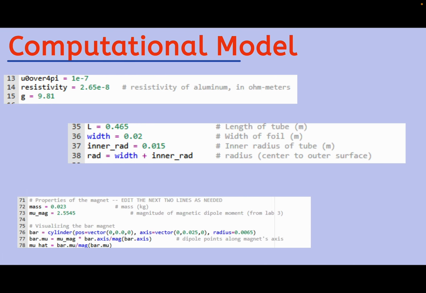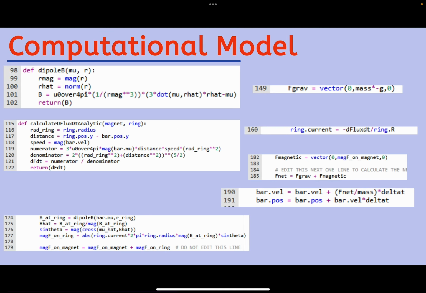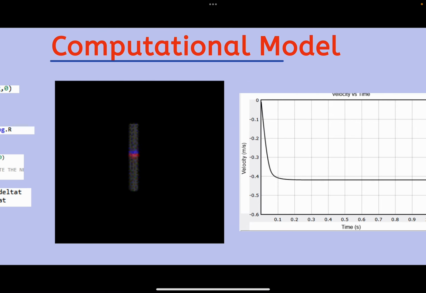The modeling approach was used in GlowScript, which is a Python simulation platform, and this simulation was created to replicate the experimental setup using the initial conditions based on measured properties, a function to calculate the magnetic field strength of a dipole, a function to create the magnetic flux through the ring, and also a loop to update forces on the magnet and its position over time based on the induced currents.